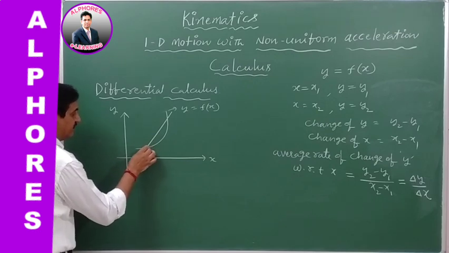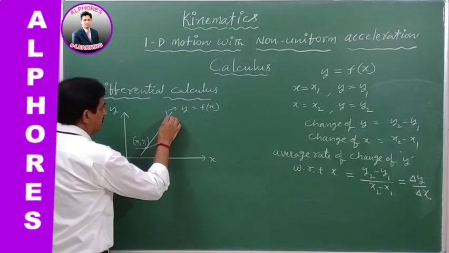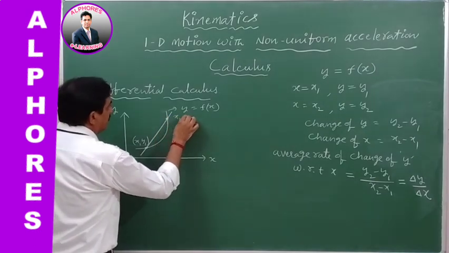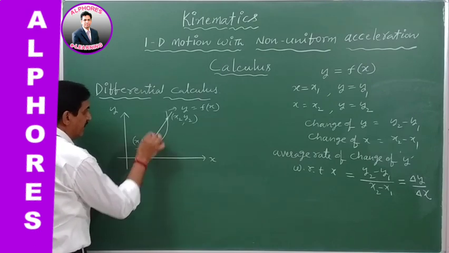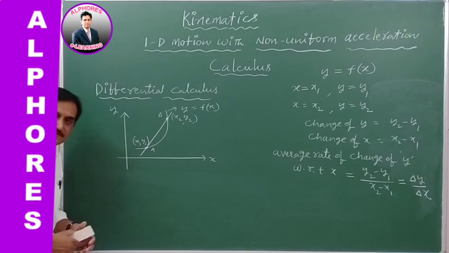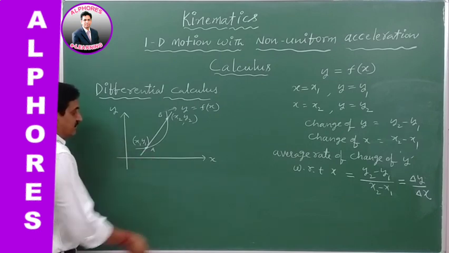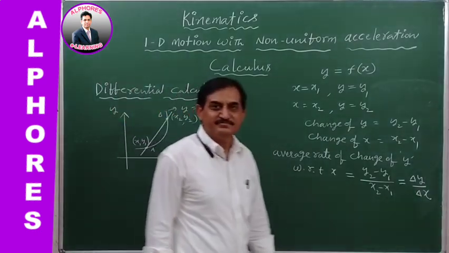This is point A, with coordinates x1 comma y1. Here this is x2 comma y2. Say this is A and this is B. A and B is a chord. Now A is x1 comma y1. B is x2 comma y2.